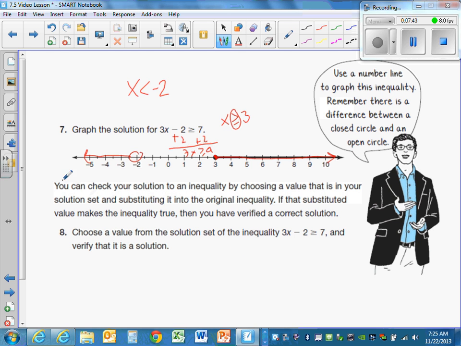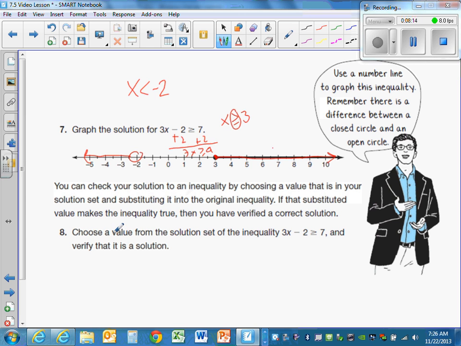Next, it says you can check your solution to an inequality by choosing a value that is in your solution set and substituting it into the original inequality. All that basically says is you can pick any of these numbers, 3 or anything bigger, and plug it back into this original inequality. So we could pick something like 6, 7, 8, 9, 10, plug it in for x, and if the answer comes out true, then we know that we've solved it correct.